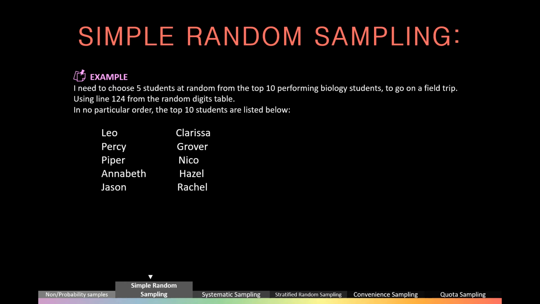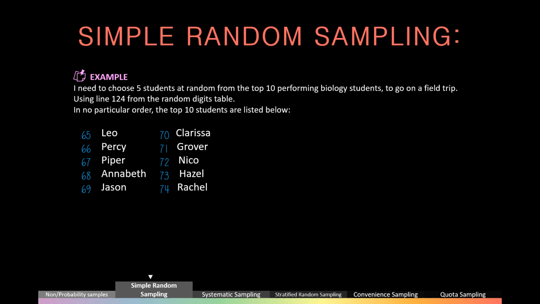Now in this example, we want to choose 5 students at random from the top 10 performing biology students to go on a field trip. And we're told that we should use line 124 from the random digits table. In previous examples, we worked with numbers. In order to use the random digit table, you need to assign numbers to these names. And generally, you will assign numbers starting from 1 going forth. In this example, I chose to start from 65. And the reason for this is because of the specific line in the random digits table that we're working with. If I were to start from 1, it would probably take me a really long time to find 5 people. So just for this example, I chose to start at 65.